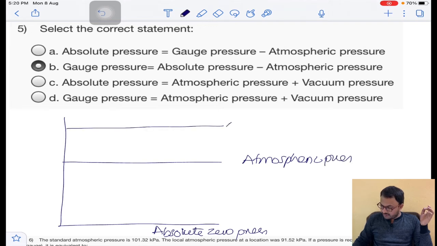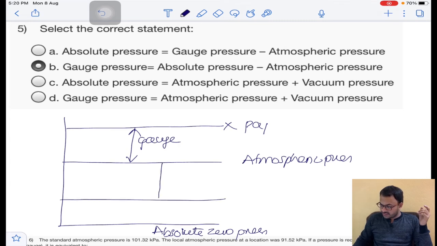And here I want to measure, it is PA1. The pressure which is above atmospheric pressure is nothing but gauge pressure. And the pressure which is below is nothing but vacuum. Okay, so this I am taking as PA2.